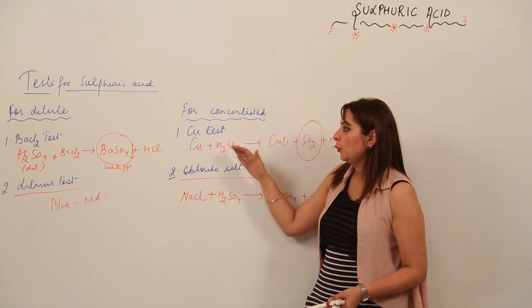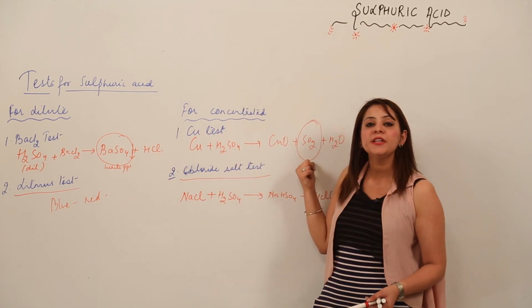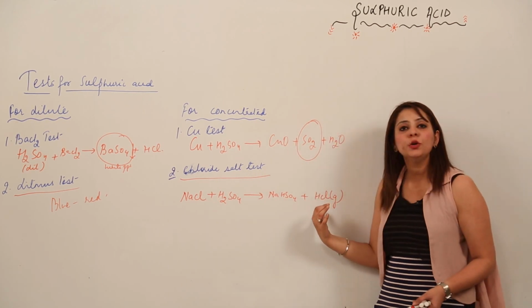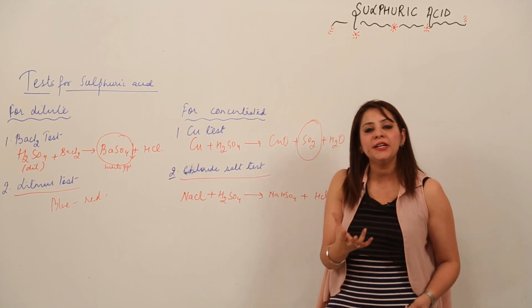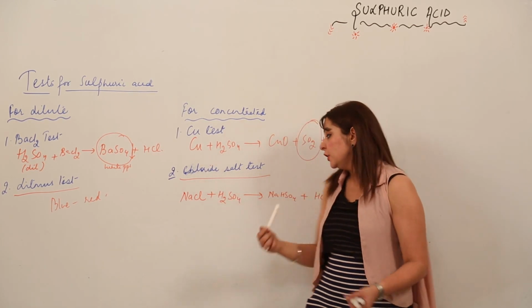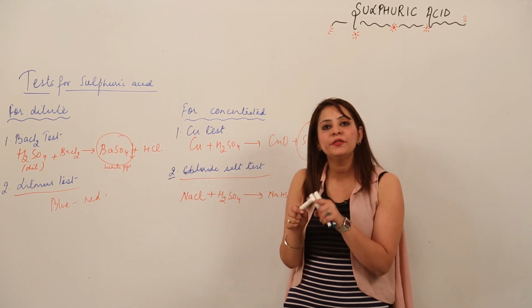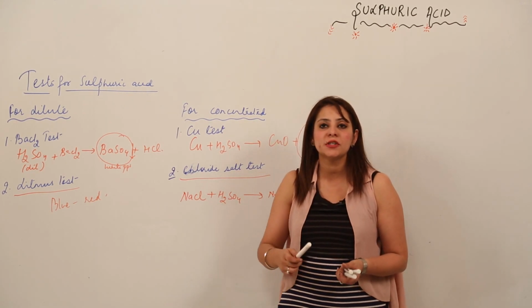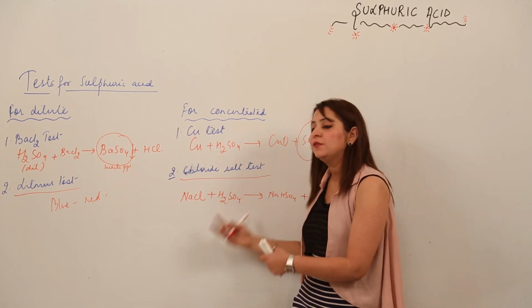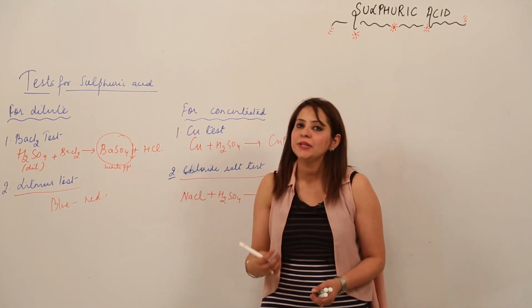And when we talk of the copper test, it evolves a gas with a pungent smell, that is sulfur dioxide. And in the case of the chloride test, we get hydrogen chloride gas. And how can we identify that hydrogen chloride gas? We will bring the glass rod dipped in the ammonia solution near this beaker. The formation of white fumes indicates that hydrogen chloride gas is evolved, and that means the given substance is identified as concentrated sulfuric acid.